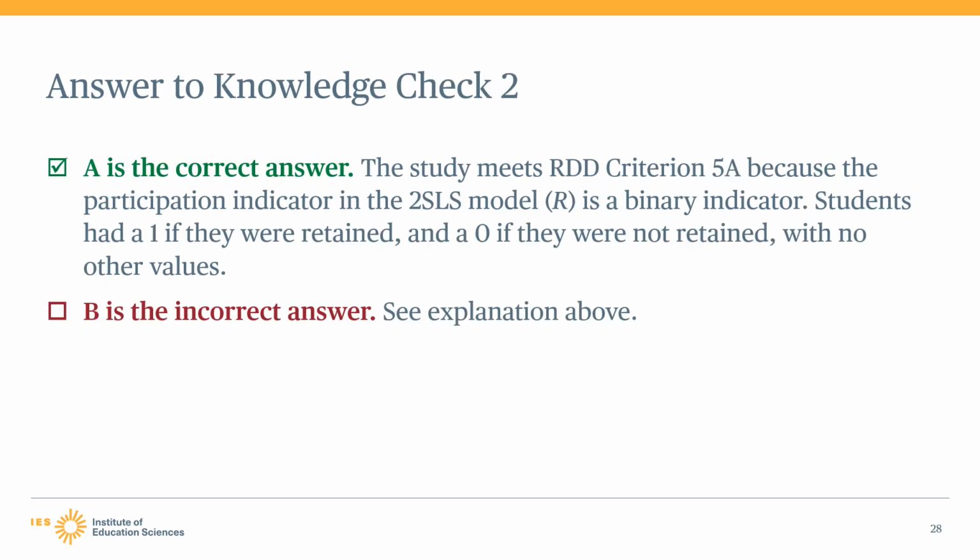The correct answer is A. Yes, these study findings would meet RDD Criterion 5A. The model does include a binary indicator for participation in the intervention, which is represented in the model as R. Students had a 1 if they were retained and a 0 if they were not retained, with no other values. Being retained is just a yes or no. There are no degrees of retention specified.